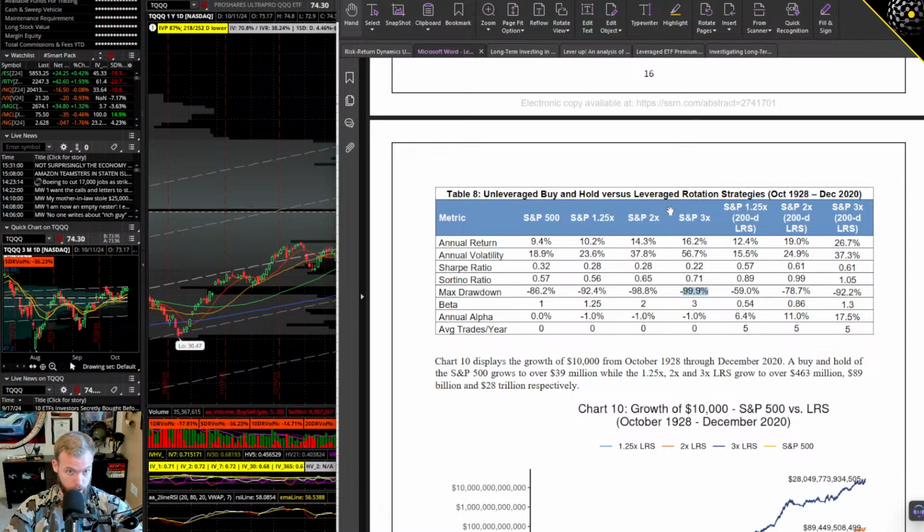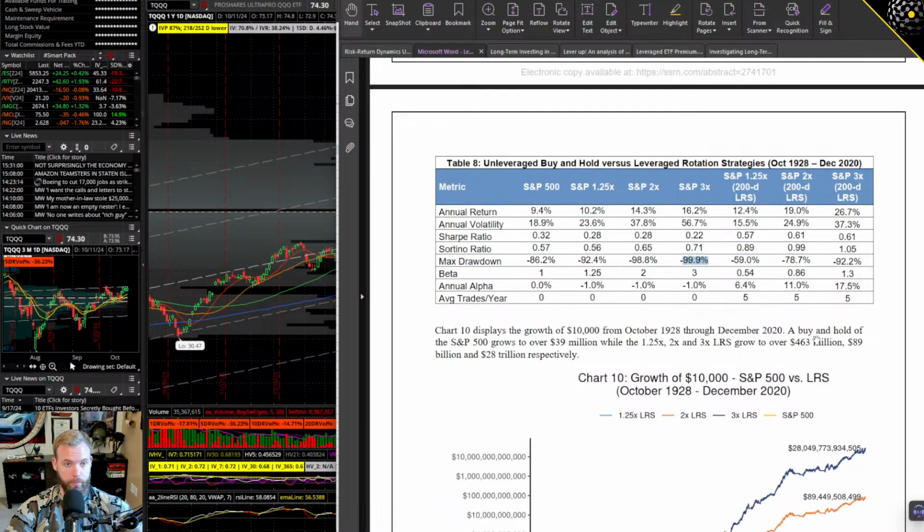And I'm literally showing you within the last 100 years, whether we used a 2 times or 3 times leverage ETF, it probably would have blown up. So that tells us we have to do something about how we choose to manage this risk. That's unequivocally got to happen.